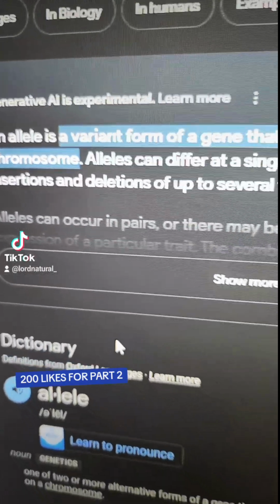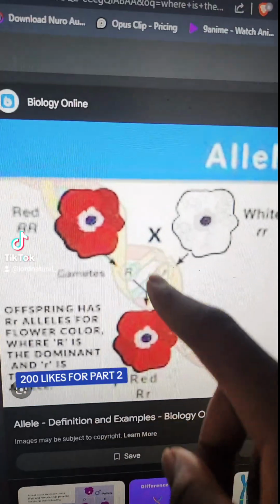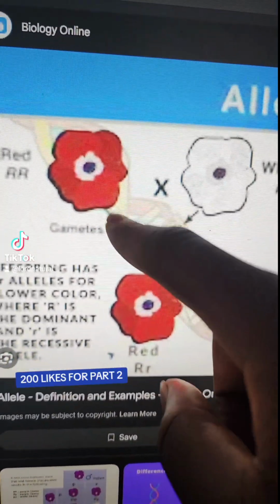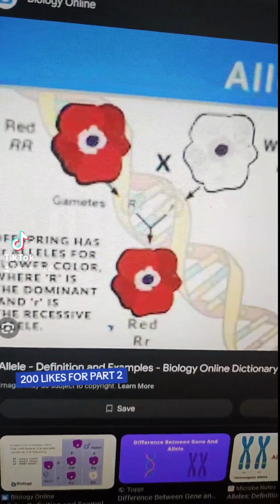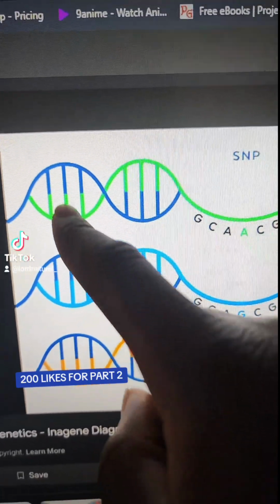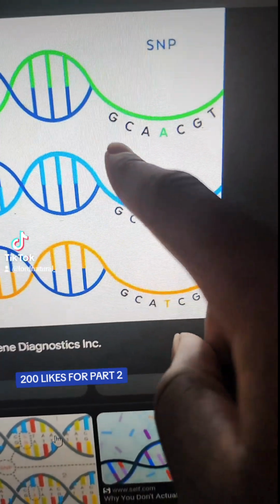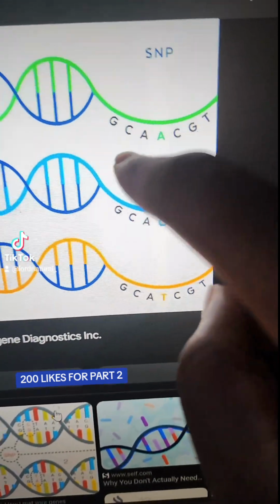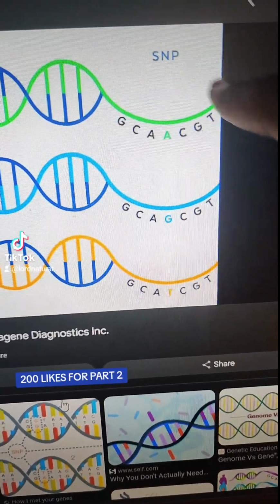Now, what is an allele? An allele is a variant form of a gene that occurs at a specific location on a chromosome, and this is where it's located. It's basically the little lines that are between the DNA molecule. That's what you call an allele. And basically, these little alleles represent a particular letter, such as G, C, A, and T, that is combined as a SNP.